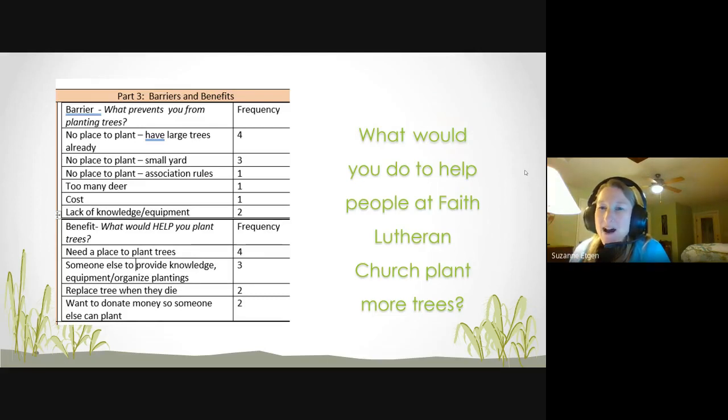But other than that, how would you help Faith Lutheran plant trees? If you were Susan and her green team, what would you do to help? Looking at this data, what would you do to help Faith Lutheran plant more trees?